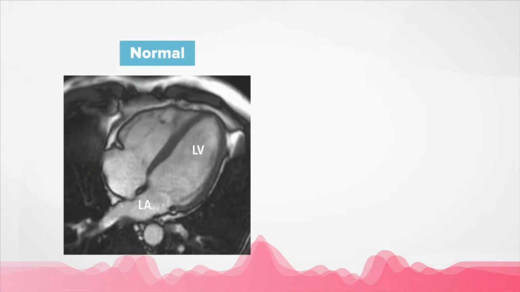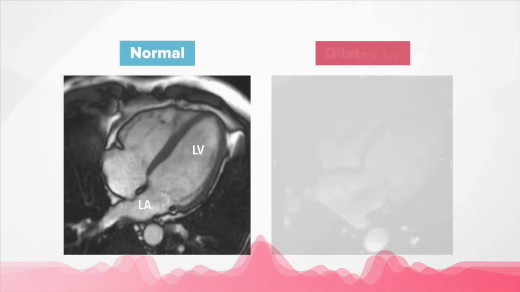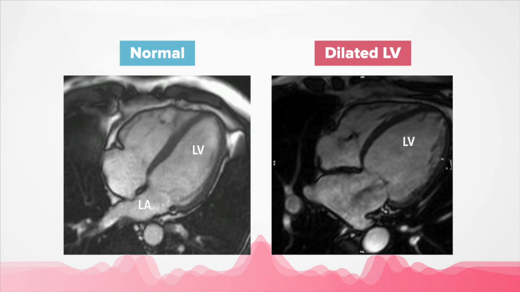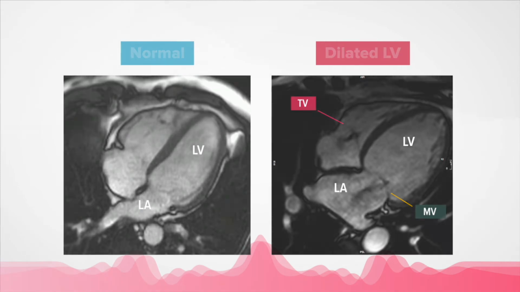Here's an example next to a normal heart of a dilated left ventricle with globally reduced wall motion and overall pumping function. The right side of the heart is normal in size, but there are valves that leak, namely we see mitral and tricuspid regurgitation. As a consequence of the mitral regurgitation, we also see a dilated left atrium. This combination is consistent with dilated cardiomyopathy or DCM.